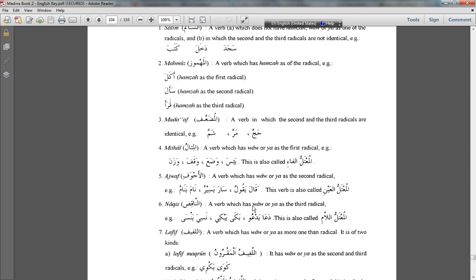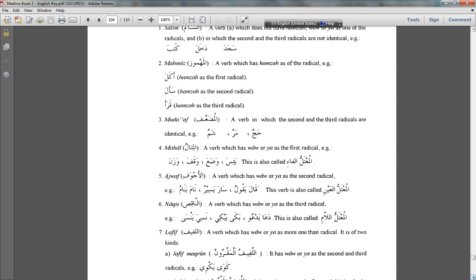Naqis is that verb which has waw or ya as the third radical. Okay, da'a yad'u, baka yabki, nasiya yansa. This is also called mu'tallul lam. Lafif is a verb which has waw or ya as more than one radical. It is of two kinds. So basically, any verb which has two of waw and ya in the verb, that is called lafif.